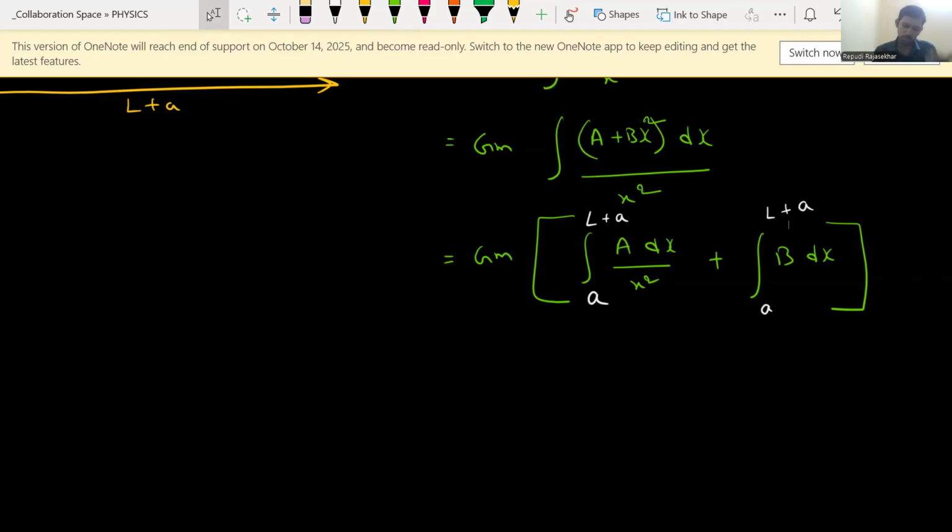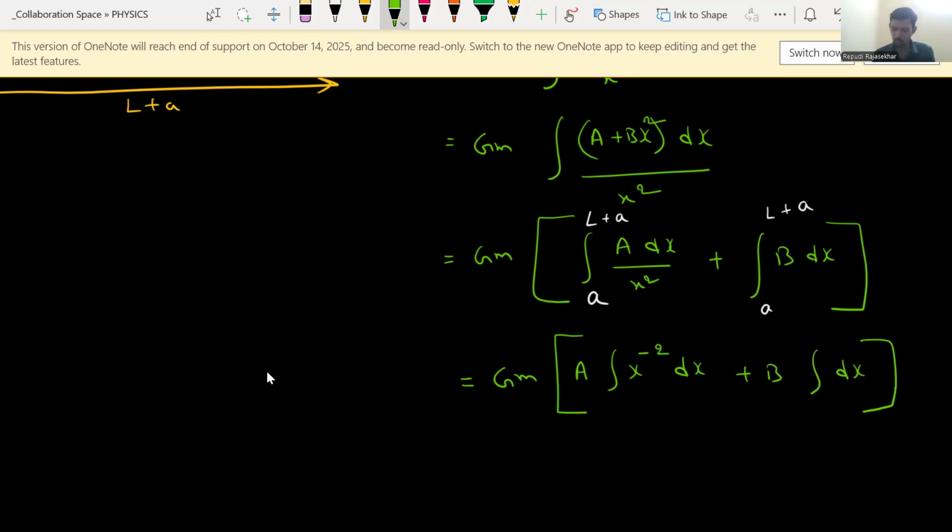Okay, I will just solve this one till the end. I will do the integration also. So GM, keep it as it is, and here A is a constant. We can write the A value outside also, and write x square in the numerator. Step by step I am writing, so if any student has trouble in integration, they will learn. x power minus 2 dx plus b is a constant, integration of dx. Limits will be substituted here: limits from a to a plus l. Here also a to a plus l.